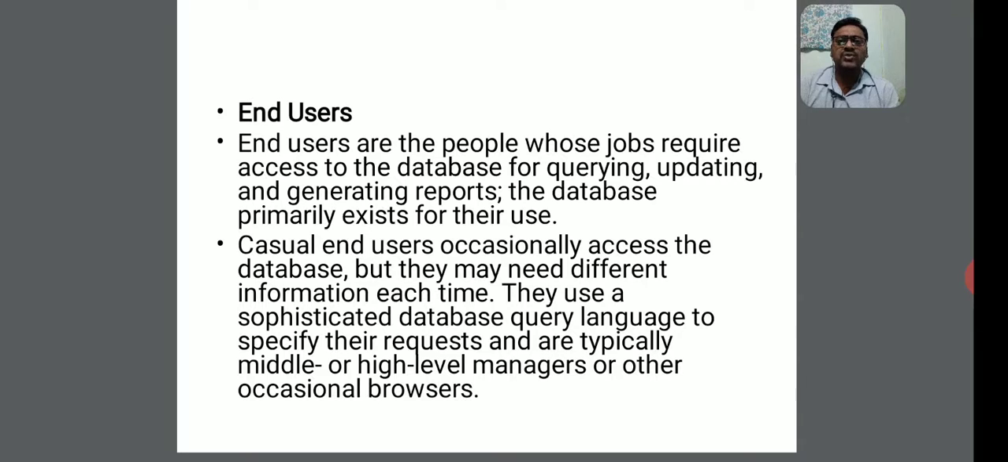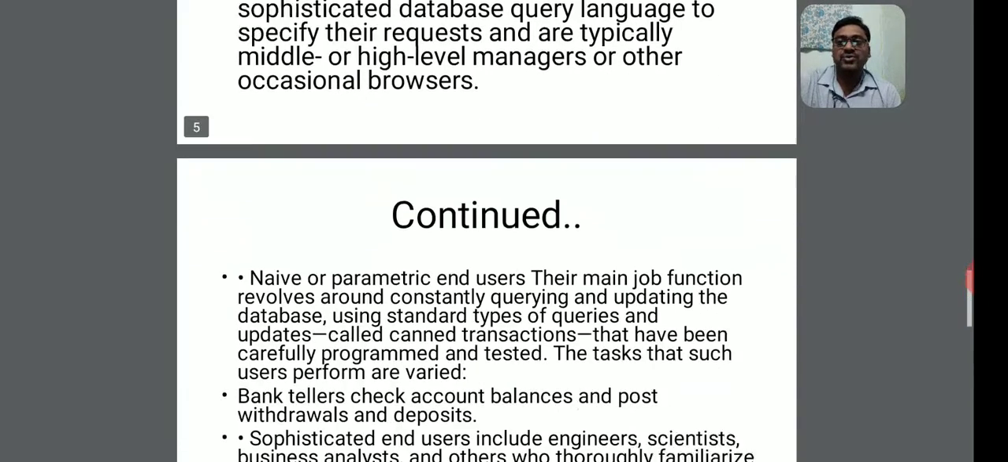The casual end users make use of sophisticated database query languages to specify their requests. Usually we call them query languages, and these users are usually middle or high level managers or some occasional browsers. Their requirement is specific, that is, every time they are in need of different information, and when they are accessing the database, they make use of a sophisticated database query language. That is the thing about casual end users.